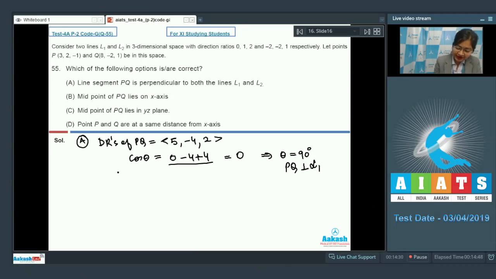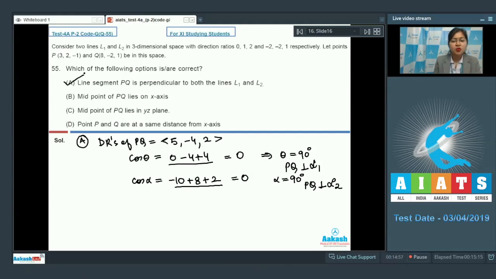Similarly, let us find the angle between L2 and PQ. That is, cos alpha equal to 5 into -2, that is -10, -4 into -2, that is +8, plus 2 into 1, that is 2. Denominator we will also write the magnitude of these two, but this is already equal to 0. So this means that alpha is equal to 90 degrees, that is PQ is perpendicular to line L2 also. So option number A is correct, that is line segment PQ is perpendicular to both the lines L1 and L2.